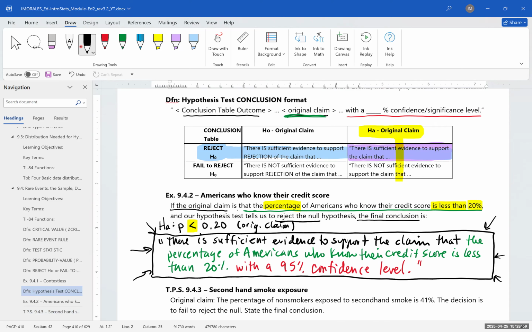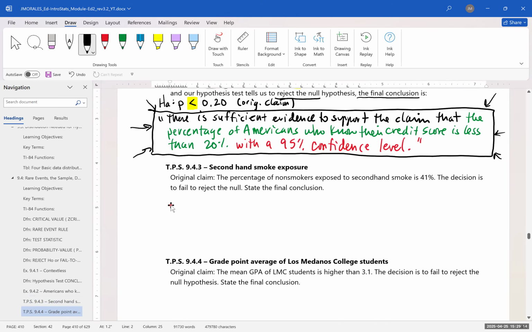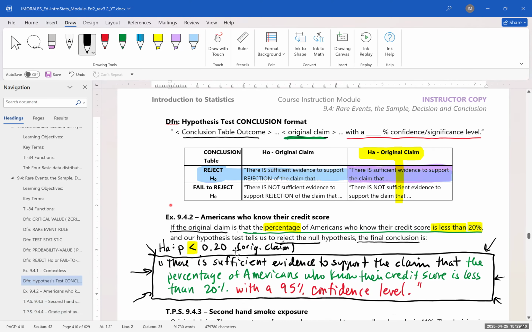So what I've demonstrated here is just how you finally end your hypothesis test. There are some think pair shares, so give those a try. I'll have a video walking through my answers to those as well. Let me know if you have any questions.